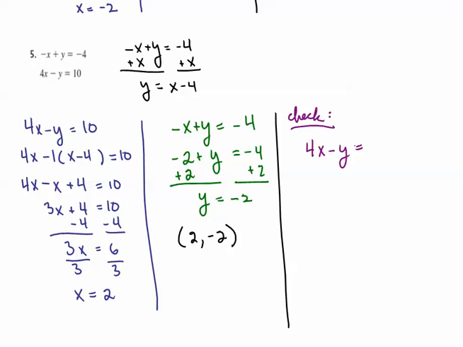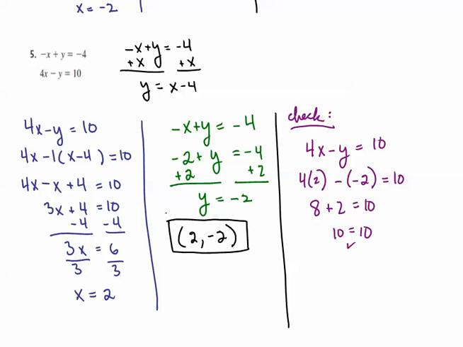4x minus y is equal to 10. It says that x should be 4, then minus y, but y is negative 2, so you can't just write minus 2, it's minus negative 2, and that's going to equal 10. 8 plus 2 is equal to 10, and so that checks, and I have my ordered pair solution to be 2 and negative 2. Okay, we'll go on to problem number 6.